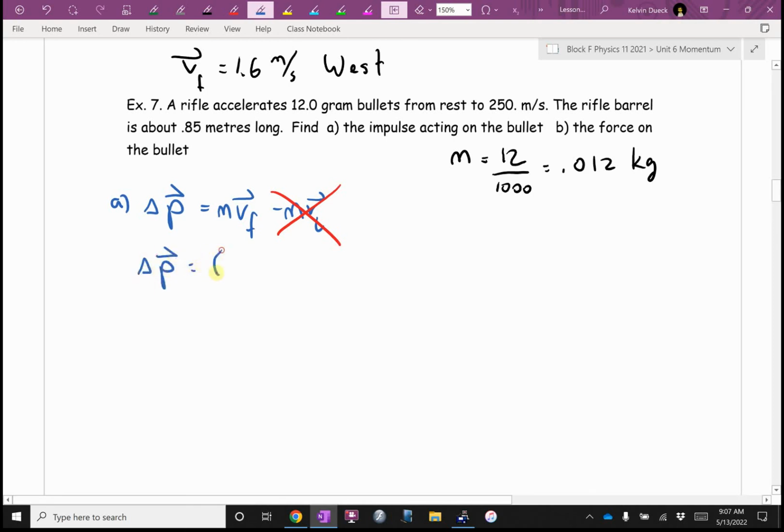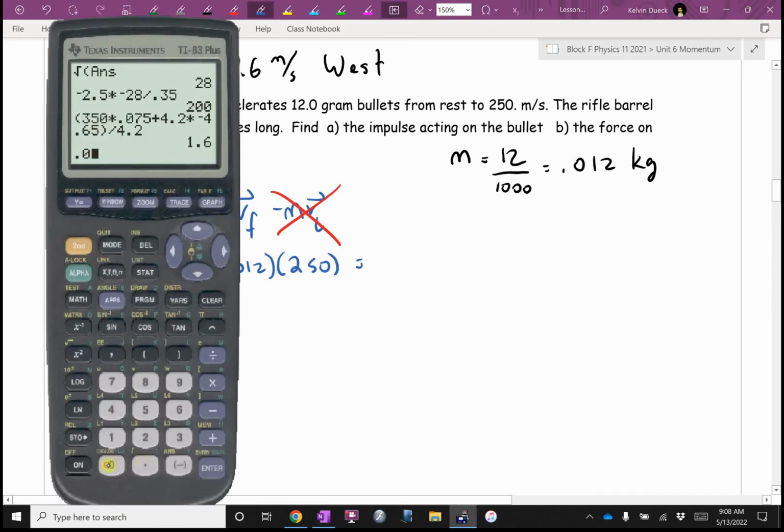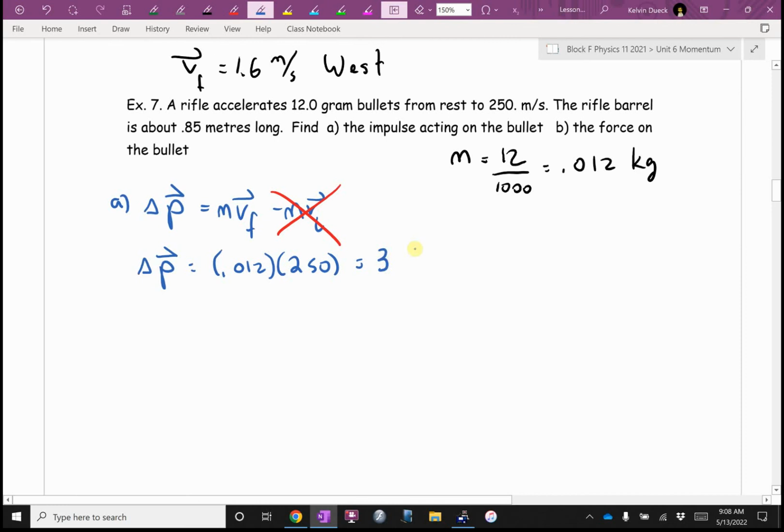It's going to be 0.012 times 250. And I get 3 even. 3 what? Kilogram meters per second. If they ask for a direction, pretty sure rifles generally fire bullets forwards. It'd be a pretty badly designed rifle if it fired the bullet backwards.